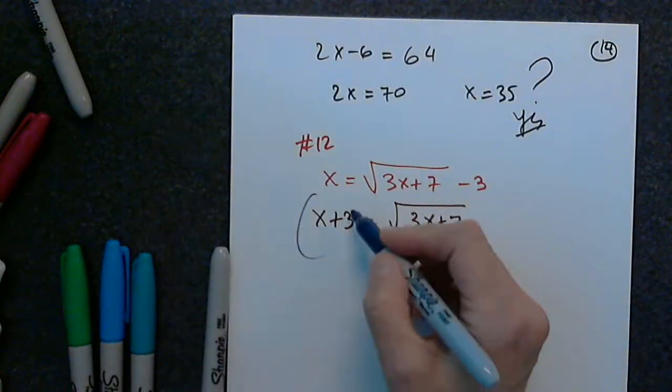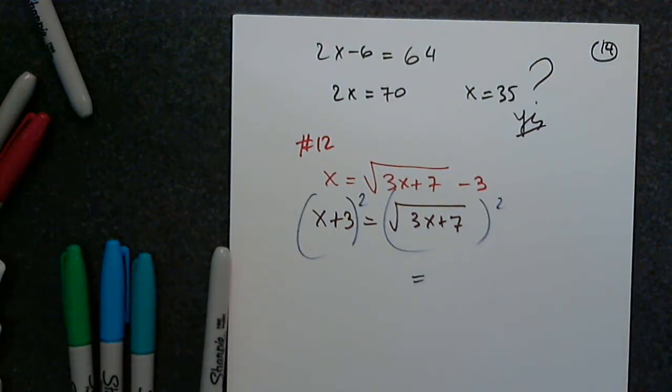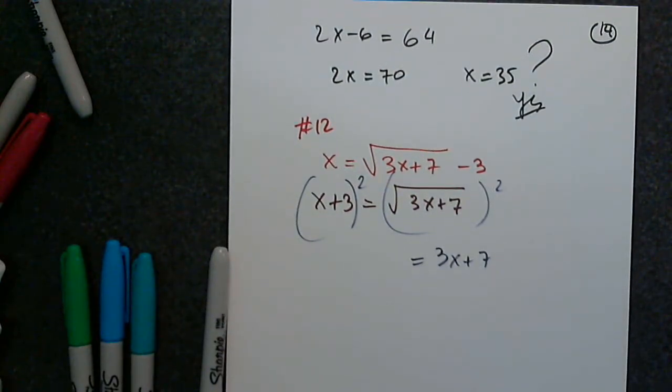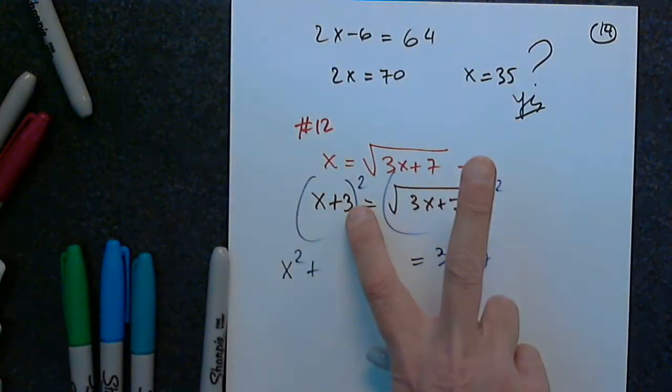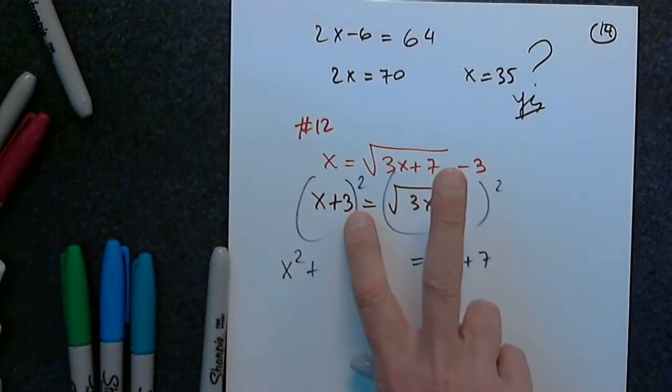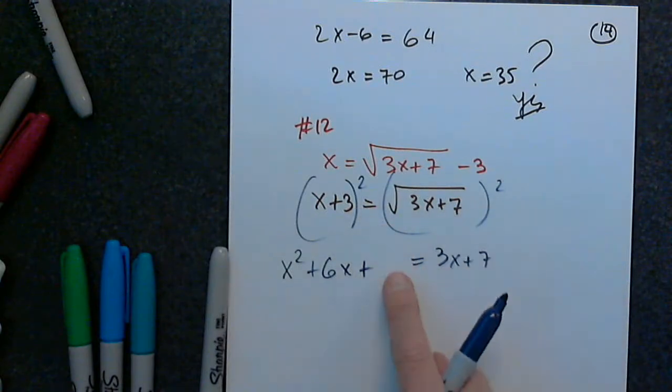Okay, perfect. Now let's start with the right-hand side because that's the easy one, right? What is the right-hand side? But now you have to be very careful on the left-hand side because it's a binomial squared, which means you will give me how many terms? Excellent. So the first term squared plus 2 times 3 times x. 2 times 3 is 6, times x. Very good. Plus the second term squared.